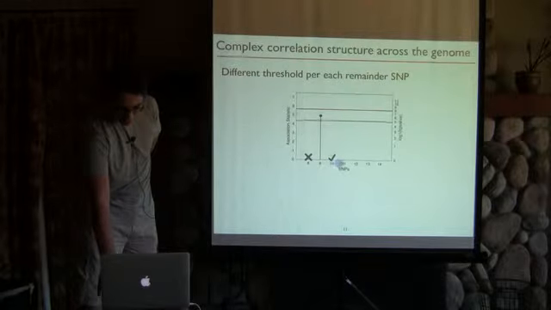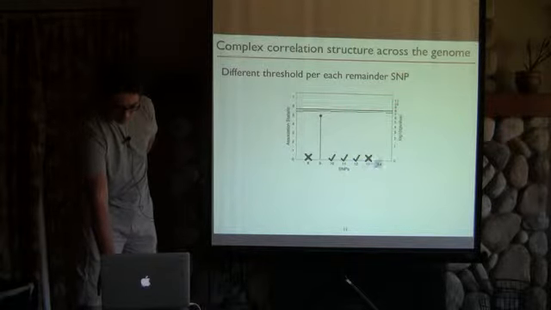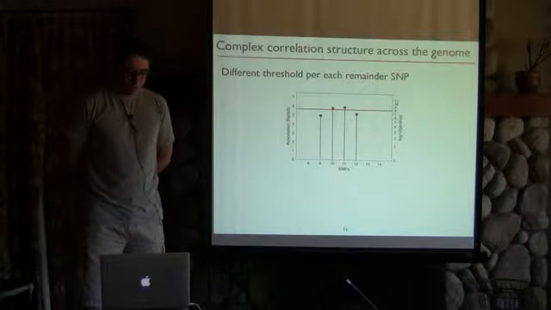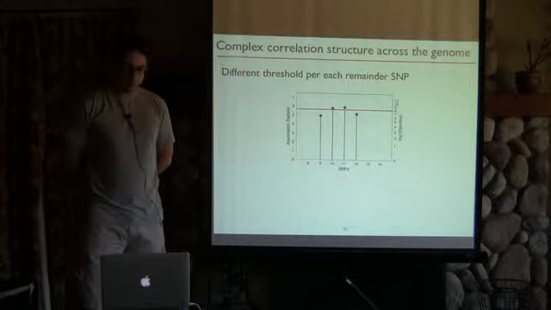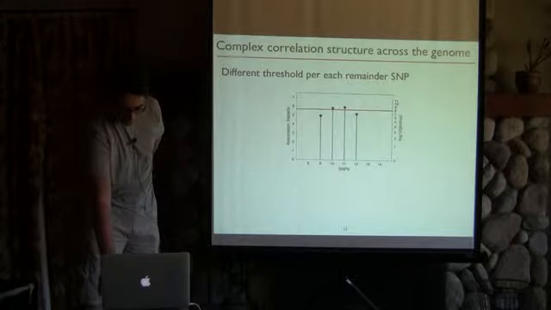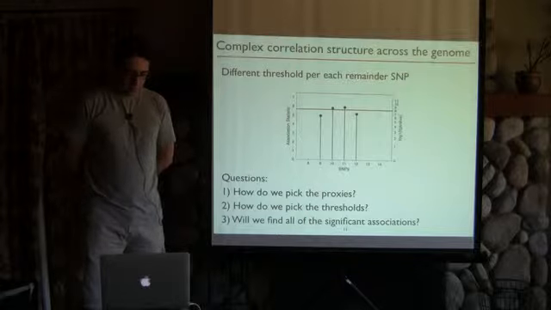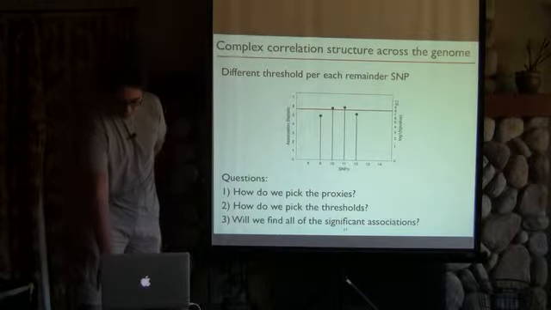We are given these threshold values, and then we exercise these decision rules, and then we choose which SNPs to test and which SNPs not to test. And at the end, in fact, using the correlation structure information more effectively, we can still identify all the significant associations, and we can further cut the computational cost. So the questions we are going to address in this talk are: how do we pick these proxies, and how do we pick the threshold values, and more importantly, how can we guarantee that this approach is going to identify all of the significant associations?